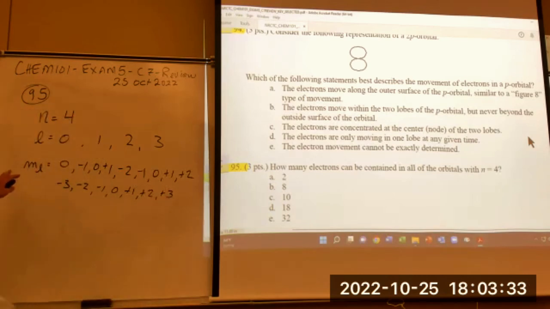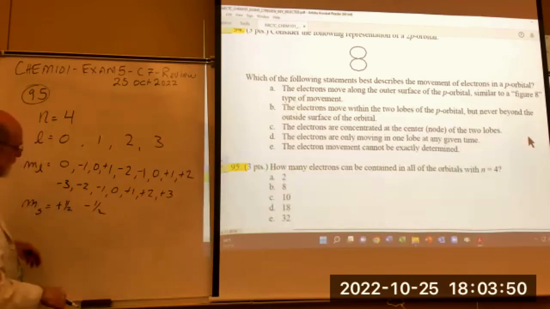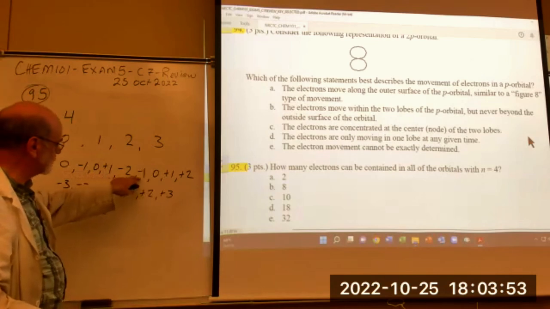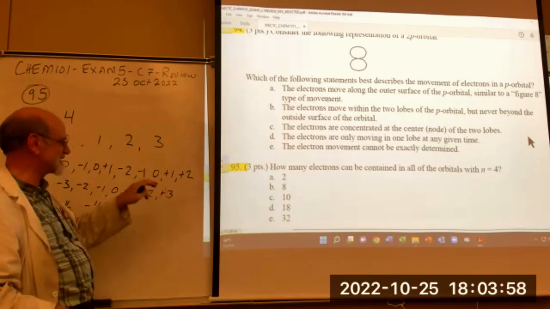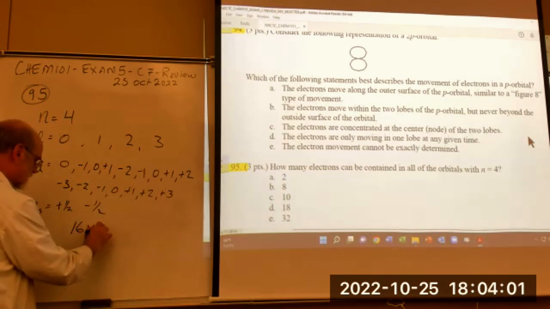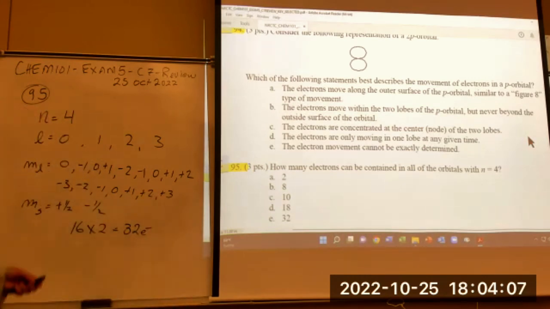Okay? Now, the question is, how many electrons can be contained in all of the orbitals of n equals 4? Each one of these orbitals can contain 2 electrons, plus 1/2 or minus 1/2, right? So we've got 1, 2, 3, 4, 5, 6, 7, 8, 9, 10, 11, 12, 13, 14, 15, 16 times 2 equals 32 electrons. There's your answer right there. 32 electrons total in n equals 4.